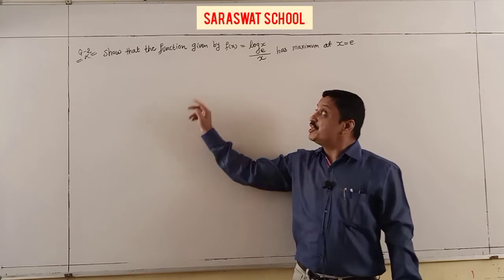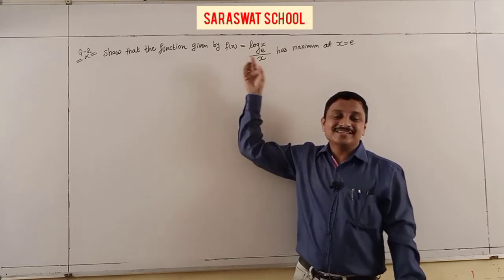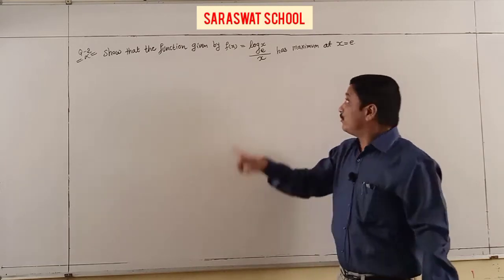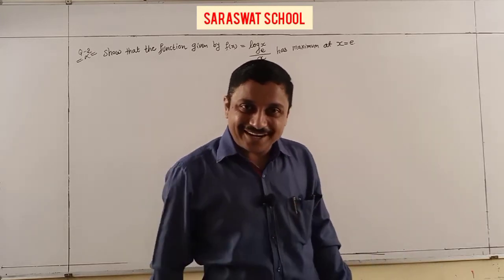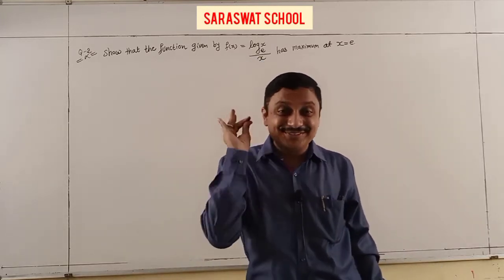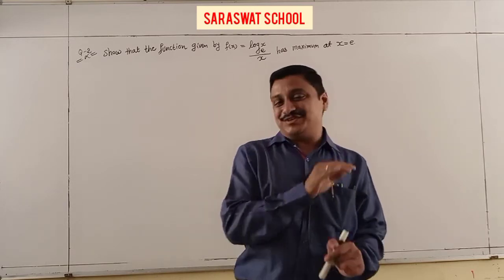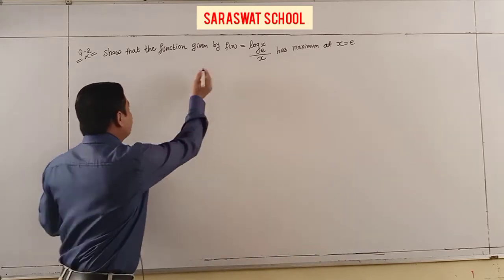Show that the given function f(x) = log x by x is maximum at x is equal to e. Maximum, minimum, it means the step 1, step 2, step 3 method. Yes students, I apply first of all my first step.